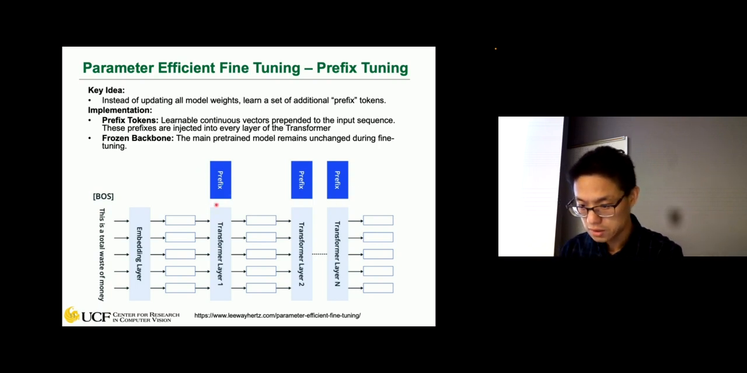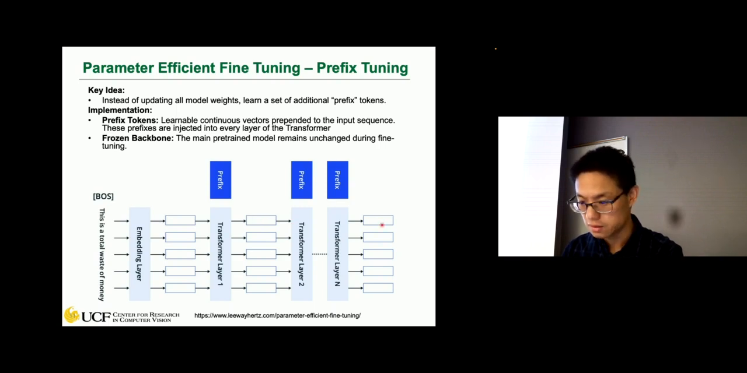These prefixes are basically just some tokens. They can be randomly initialized, and during the training process, these prefix tokens are learnable. You can train the network with backpropagation, and the gradient will only flow back to these prefix tokens.